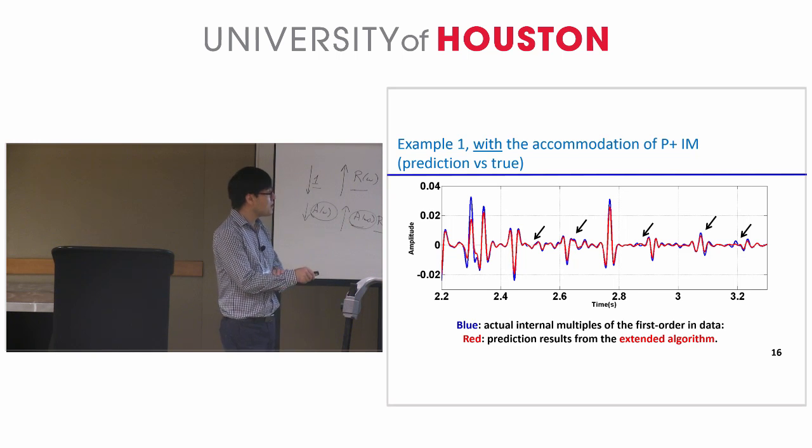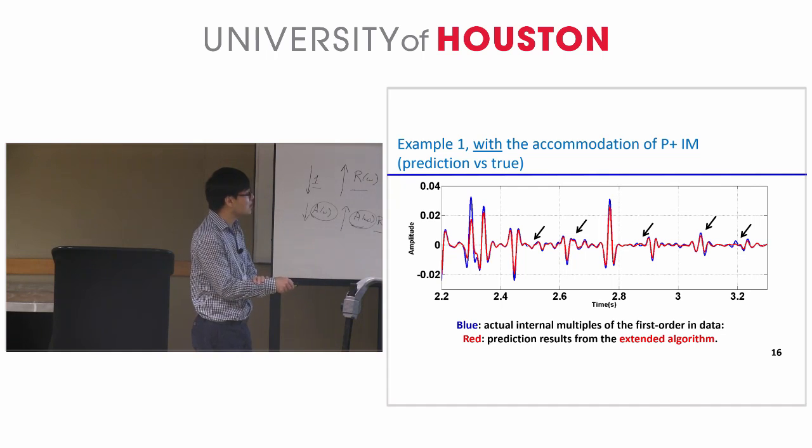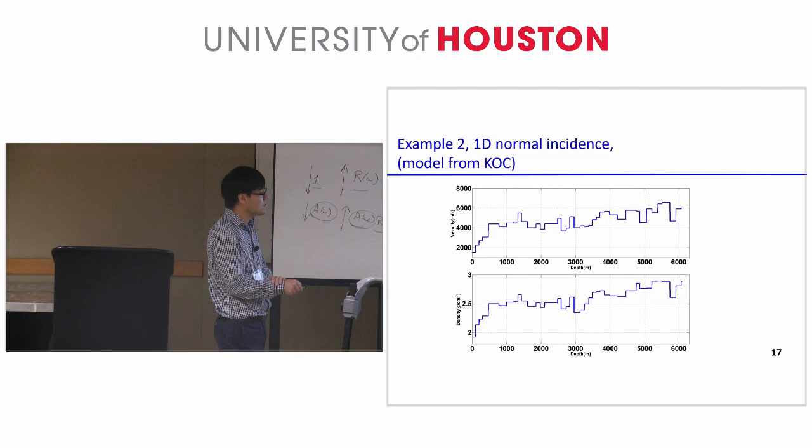However, we do notice some differences between the prediction from the current algorithm and the true internal multiple, as highlighted by these arrows. Next, I will show the prediction from this extended new algorithm and the true internal multiple in the input data. So this picture shows the comparison between the true internal multiple in the data and the prediction from this extended algorithm. I will flip back and forth between these two predictions to see how this extended new algorithm further improves the effectiveness of the prediction.